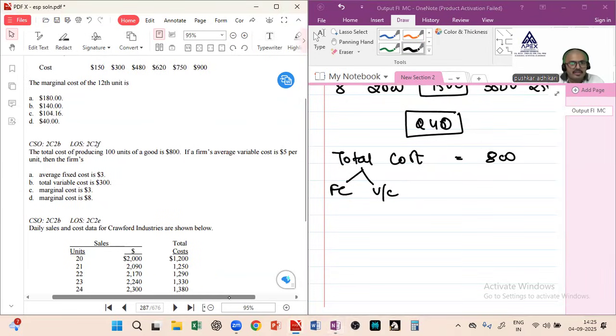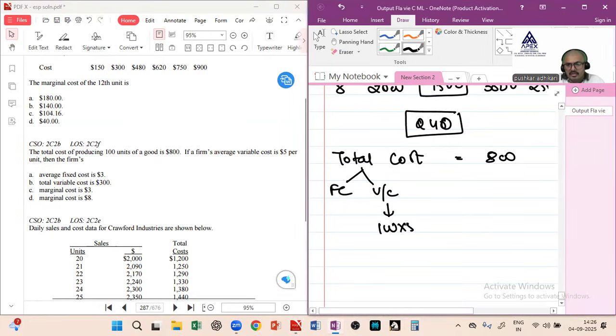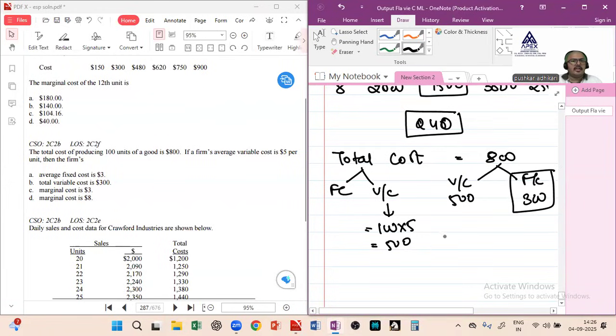The firm's average variable cost is 5 per unit. Now, how many units? 100. 100 multiplied by 5. So what is your variable cost? Your variable cost element over here becomes 500. So obviously your fixed cost element is 300. And how many units are you talking about? I am talking about 100 units. Now they are asking us what? Then the firm's fixed cost.